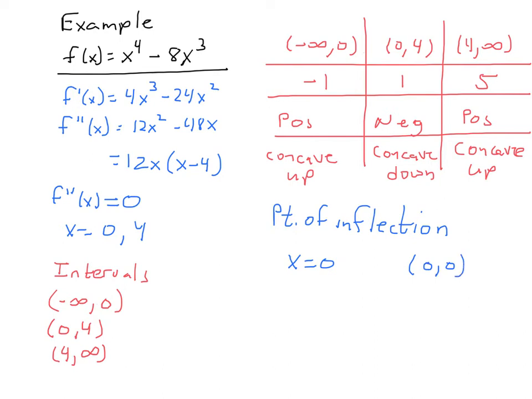And I also have a point of inflection at 4 because I went from concave down to concave up. So I do know I also have a point of inflection at x equals 4. And when I plug 4 into my original function, I get that we have a point of inflection at 4, and it does come out to be negative 256.